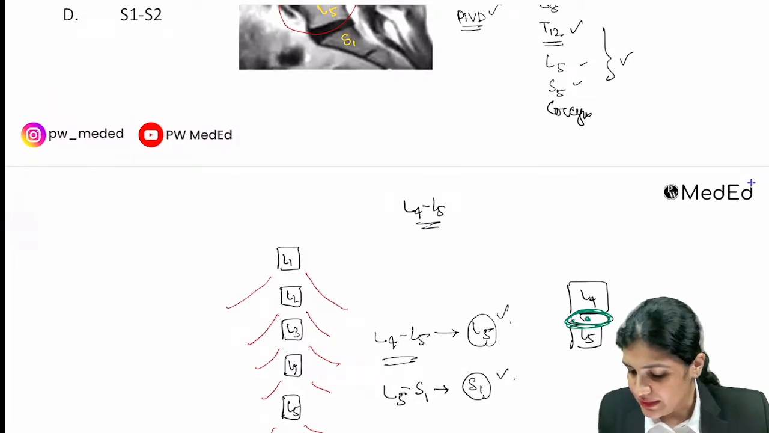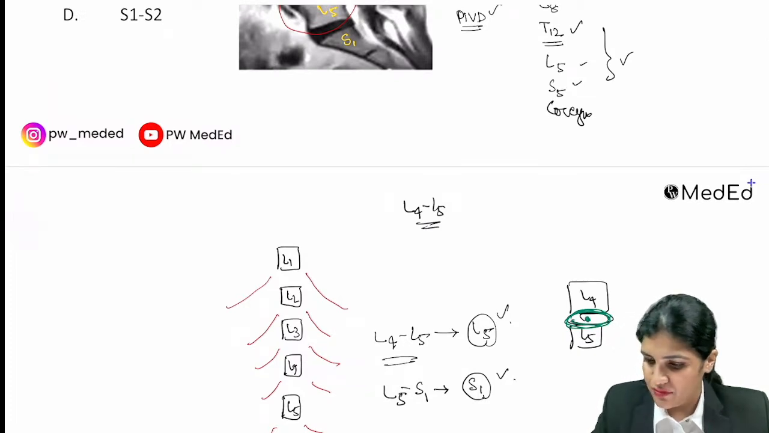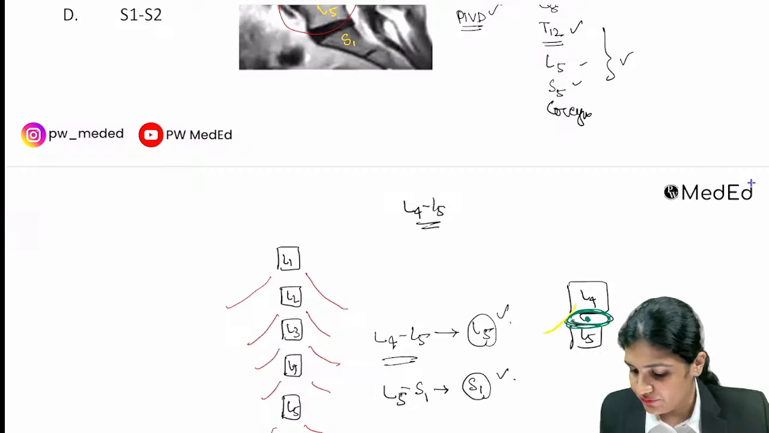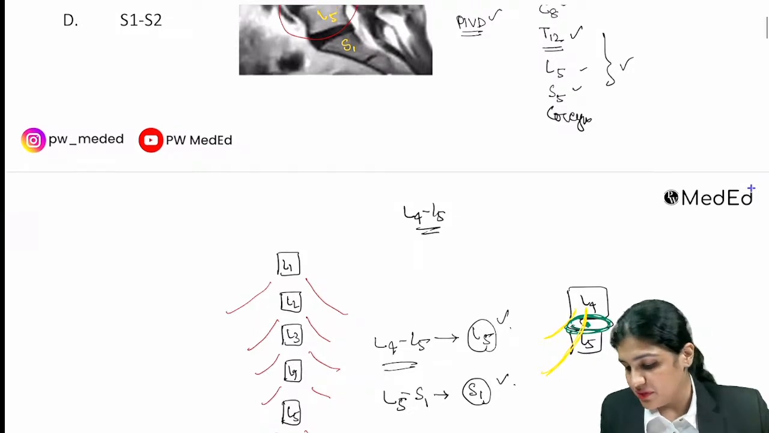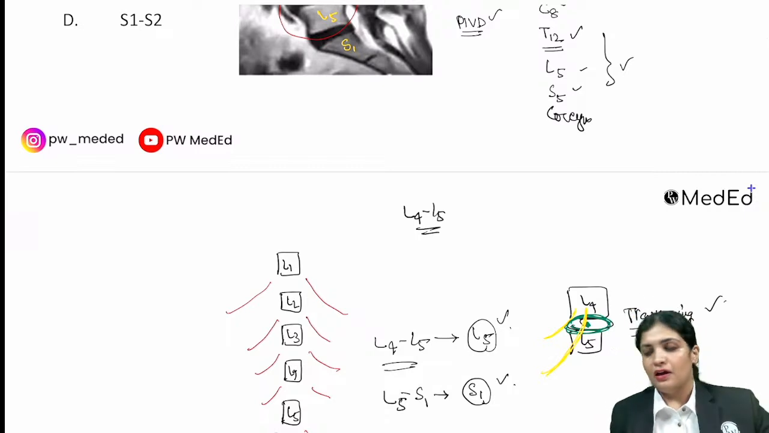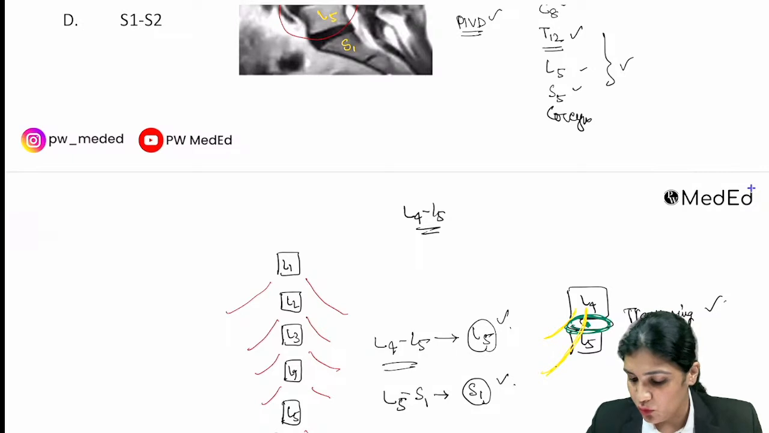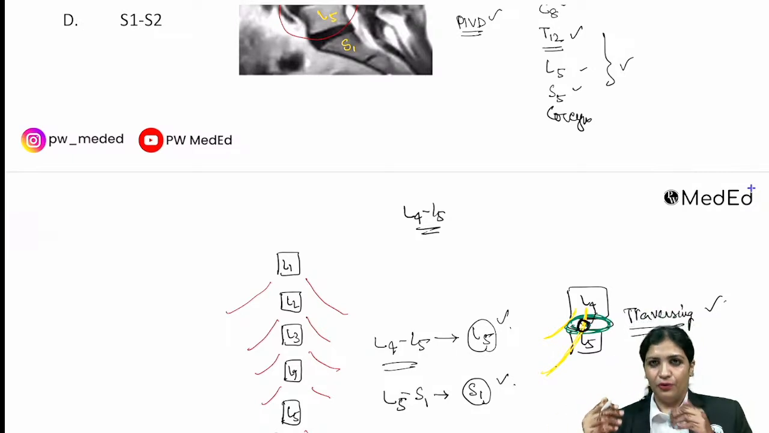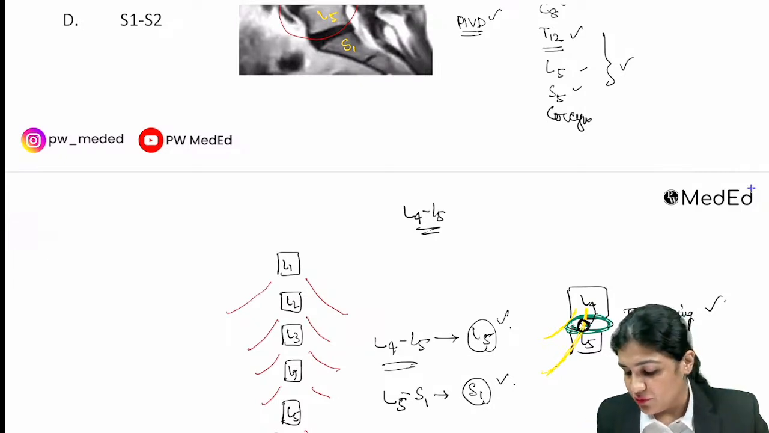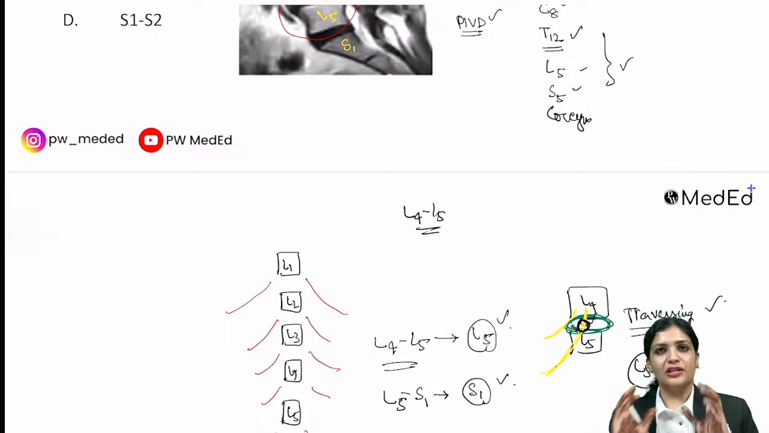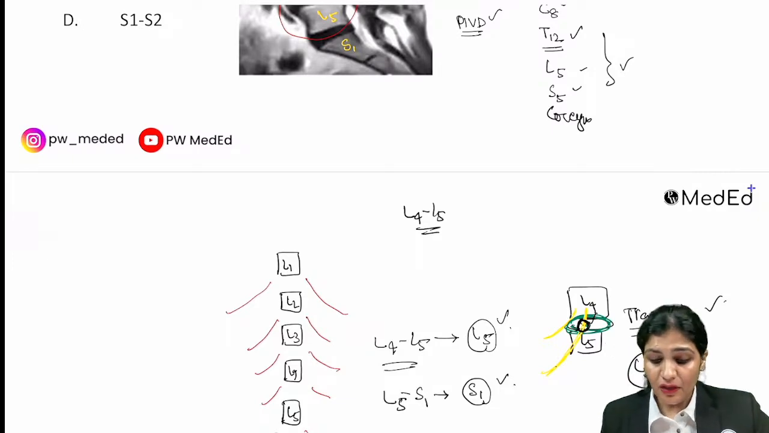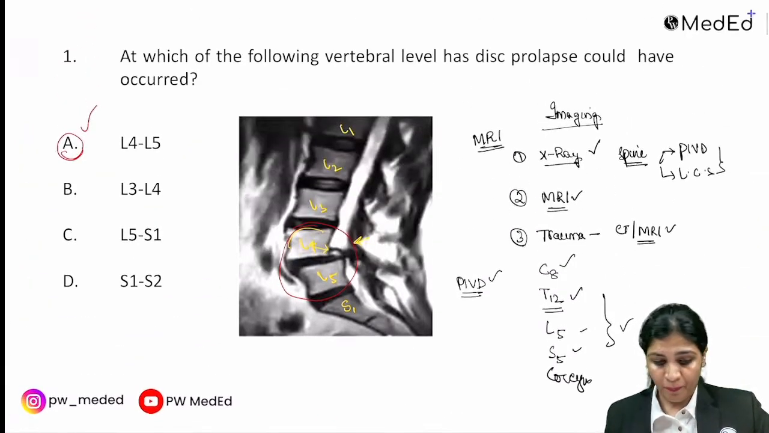Whenever there is a disc, there are two important nerves. One is the exiting nerve and the second one is your traversing nerve, right? So the nerve which is traversing will get affected, because it is passing over the disc. So this traversing nerve which is passing over the disc, because of the disc prolapse, will get compressed here. So at L4 and L5, the L5 nerve root gets compressed, right? So that is what you have to understand. So that is regarding your first question.